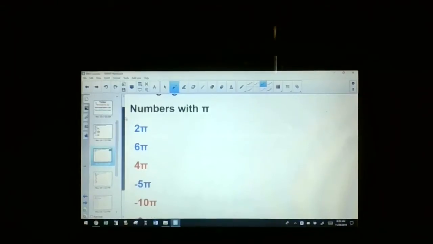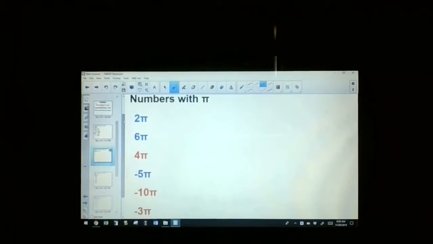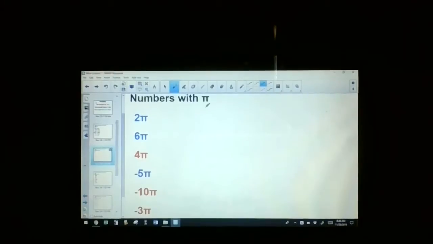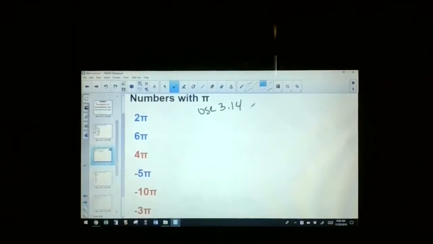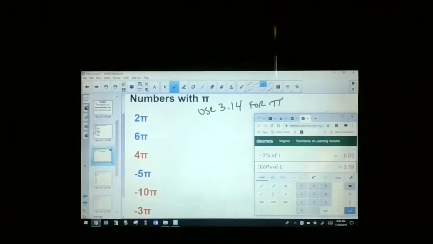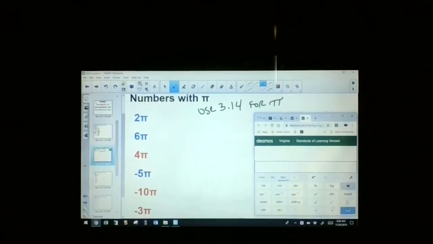with pi. When we're dealing with numbers with pi, one of the important things is we're going to use 3.14 for pi. Now this is where it can be a little tricky because on Desmos there is a pi button, but we are not going to use it. Okay, so if we look, we can find the pi button under functions, and you can kind of see it down here in the bottom right. We are not going to use the pi button. We're going to use 3.14.